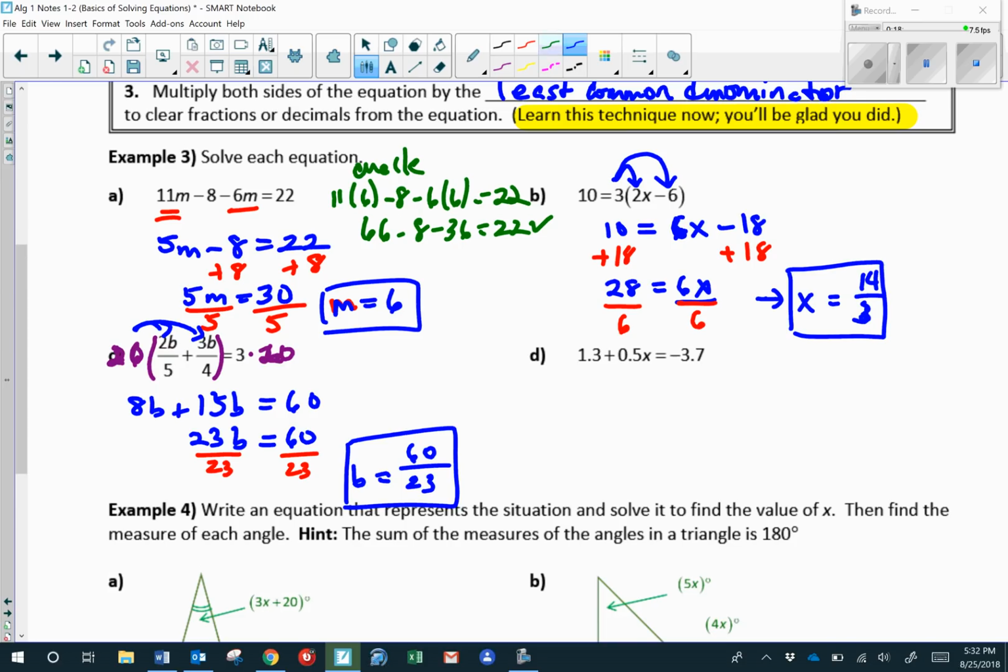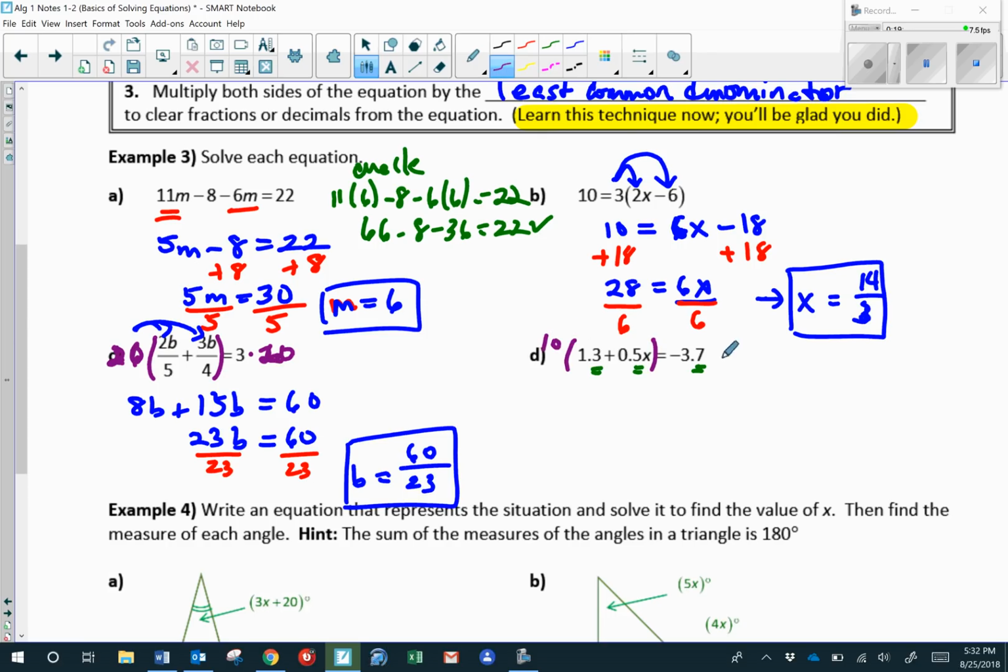Now, think about what is that place value called that's one digit after the decimal point? That's the tenths place. So if it's a tenth, think about fractions. That's a fraction with a denominator of 10. So all of those decimal values have a denominator of 10. So we are going to multiply through by our least common denominator, which is 10.